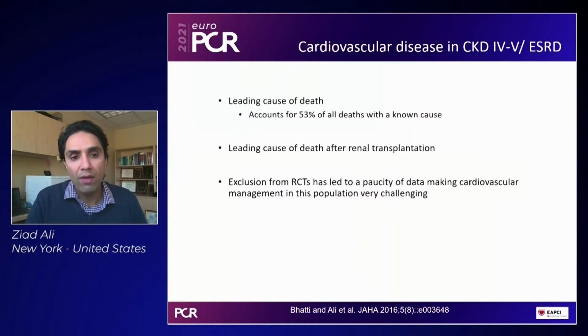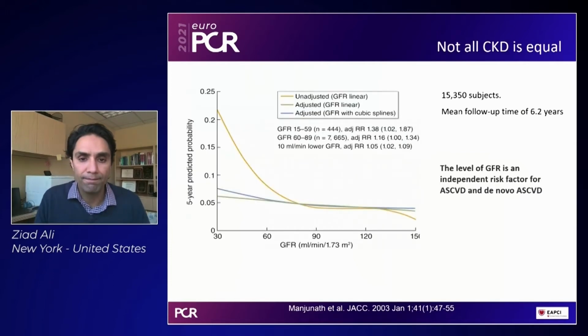really focus around the fact that the leading cause of death in patients with CKD 4 or 5 and end-stage renal disease is cardiovascular. It's also the leading cause of death after renal transplantation, and exclusion from randomized controlled trials has led to a real paucity of data in this area, making cardiovascular management in this patient population difficult.